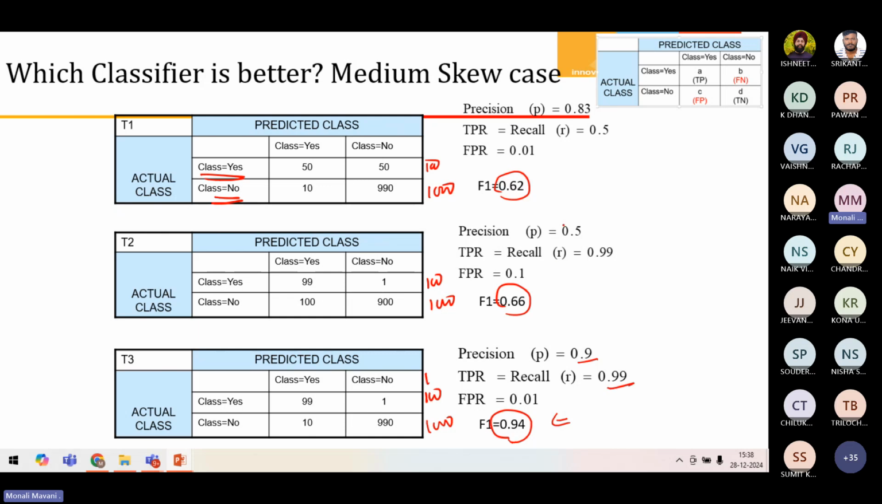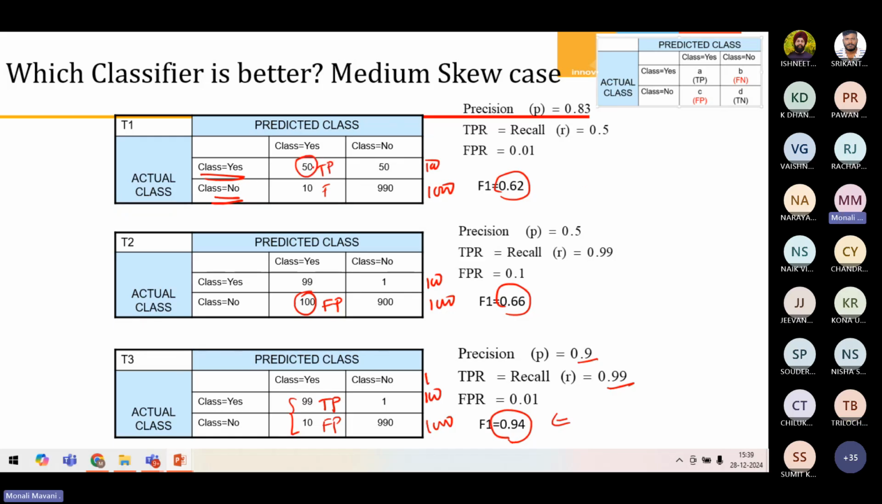Compared to the other 2 models, when I look at the confusion matrix, true positives are 99 and false positives are 10. I'm not leaving out so many minority class examples, with just 10 false positives. Compared to the second one, where my false positives are a bigger number. And in the first one, again, the true positive rate is a low number.